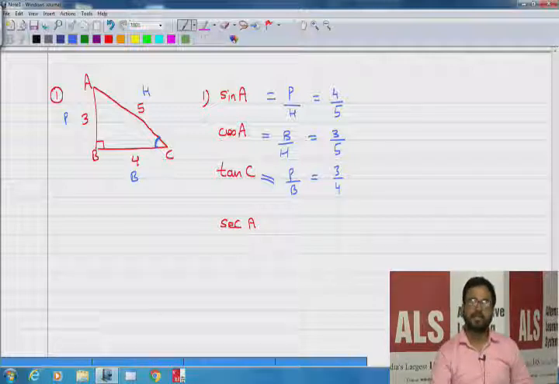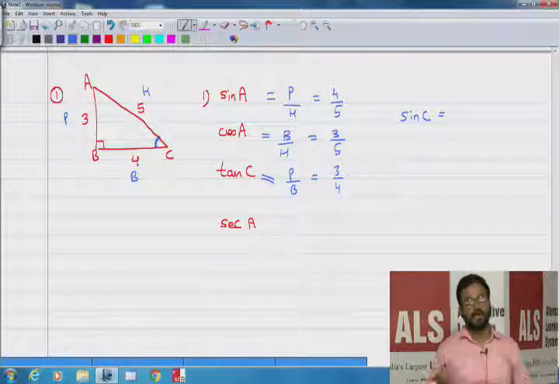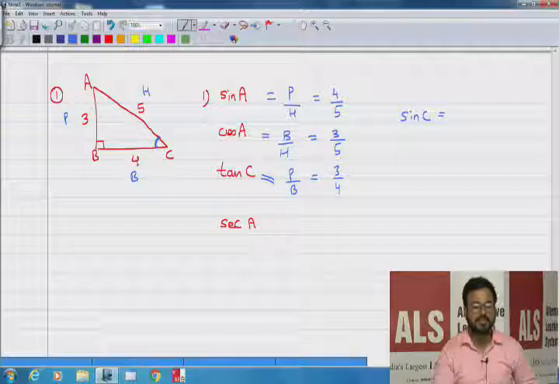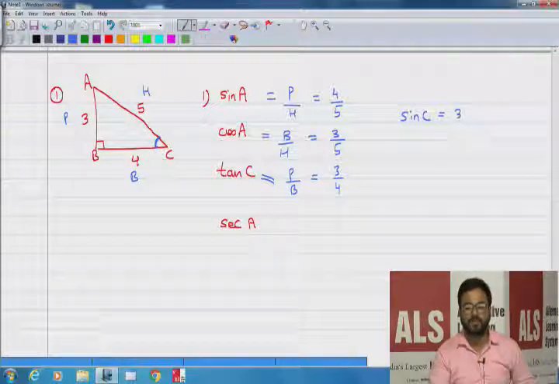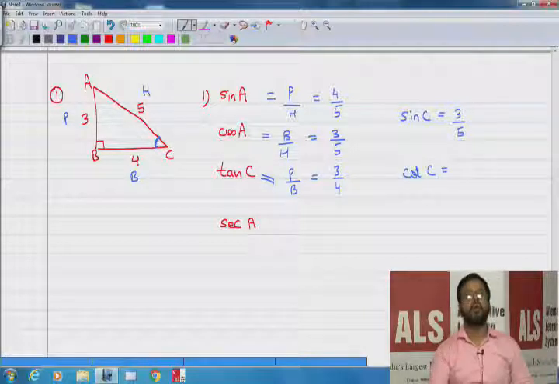Similarly, if I say sine of C, this time I am considering angle C, so perpendicular upon hypotenuse. This time perpendicular is 3, hypotenuse is 5, so it will be 3 upon 5. If I say cot of C, cot of C is the reciprocal of tangent. Tangent of C is 3 upon 4, so cot of C will be 4 upon 3.